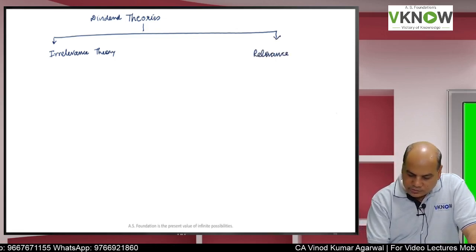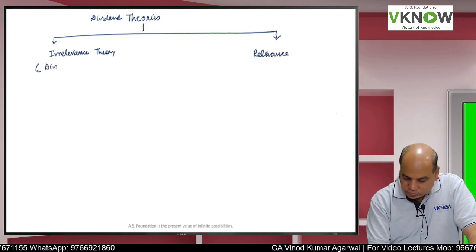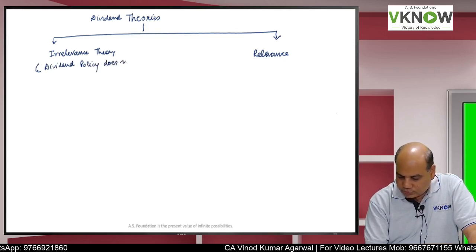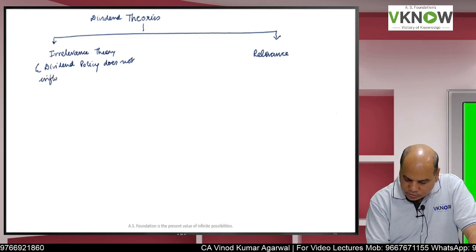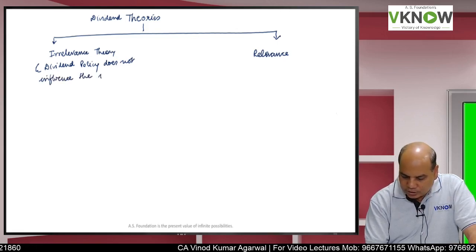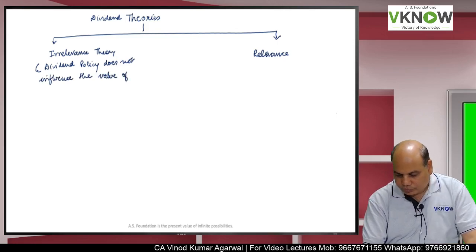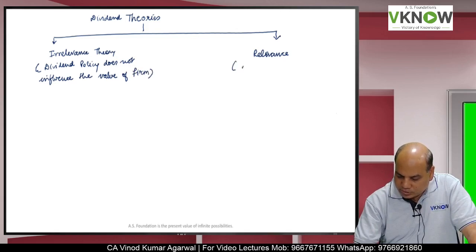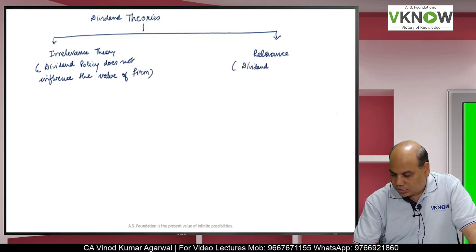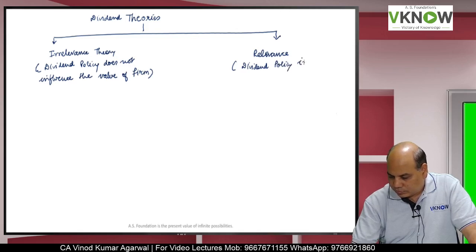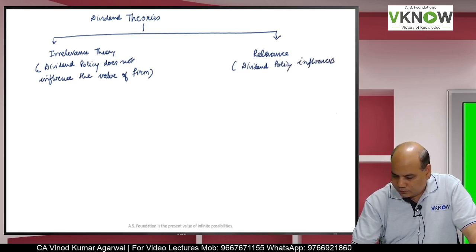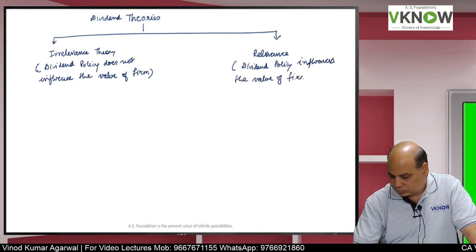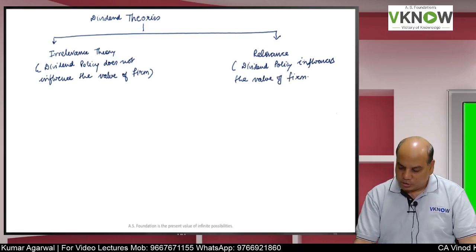What do you mean by irrelevance theory? It means dividend policy does not influence the value of the firm. And relevance theory believes that dividend policy influences the value of the firm.